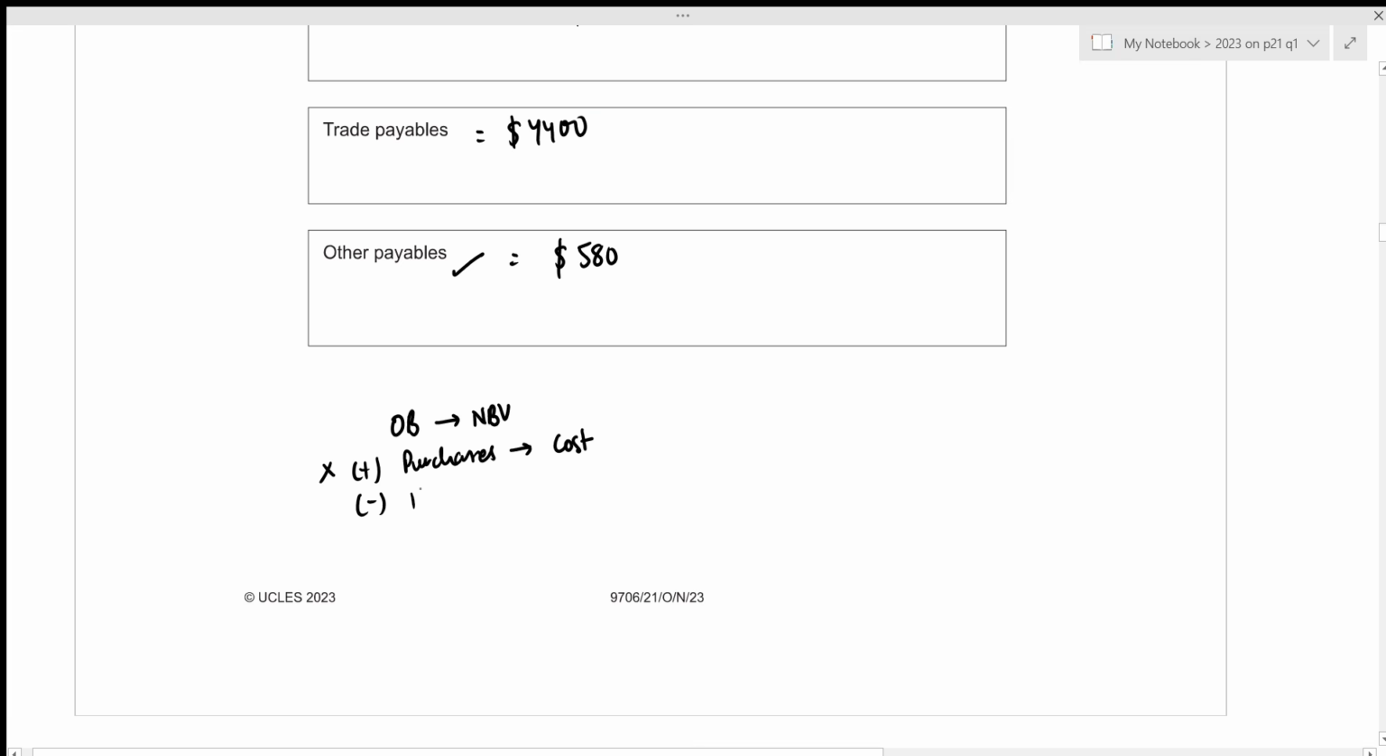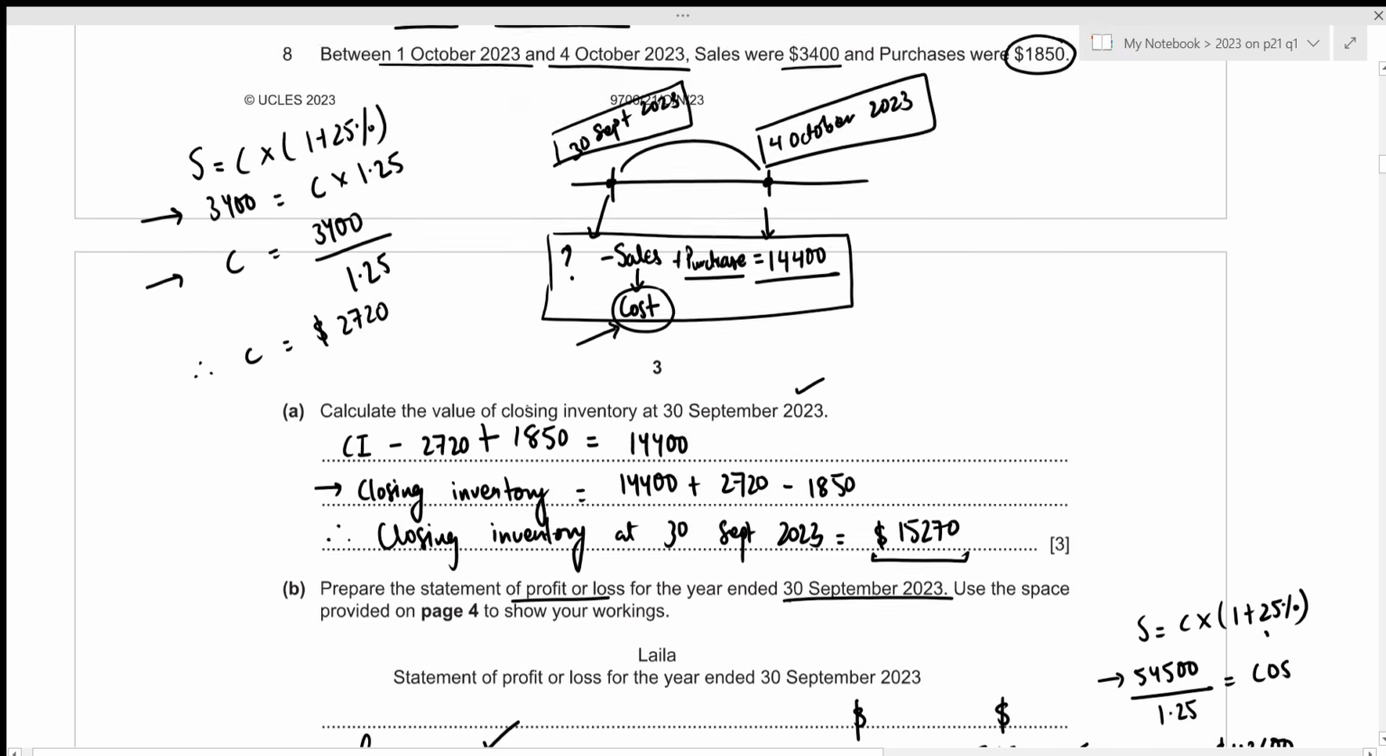Then you need to subtract your disposals, and disposals will also have to be at the net book value. Then you need to subtract the depreciation charge for the year. That way you will get the closing balance of net book value. And within the statement of financial position, you always need to include the closing balance. So let's start with the opening balance.